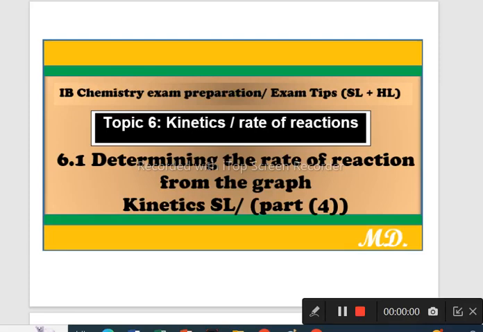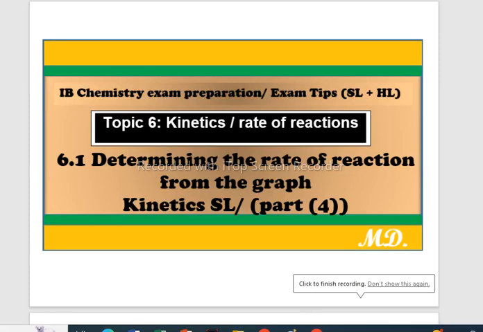Welcome to IB Chemistry exam preparation, exam tips for both standard level and higher level. Through this lesson, we're going to complete chapter number 6, Kinetics, Rate of Reactions for standard level. This lesson would be part number 4 to complete the chapter.